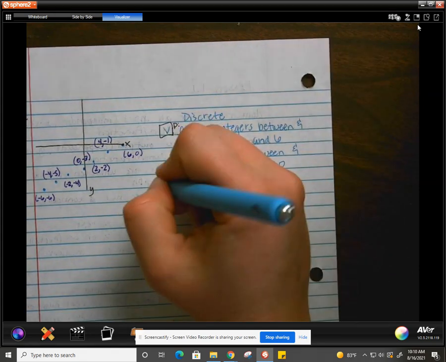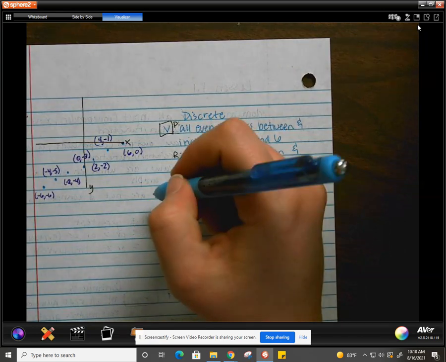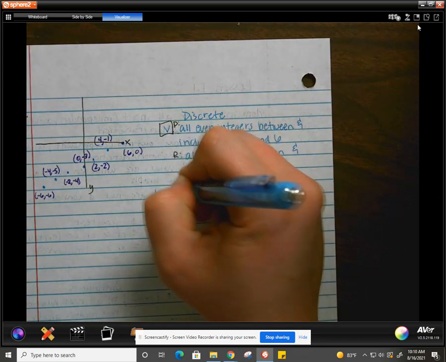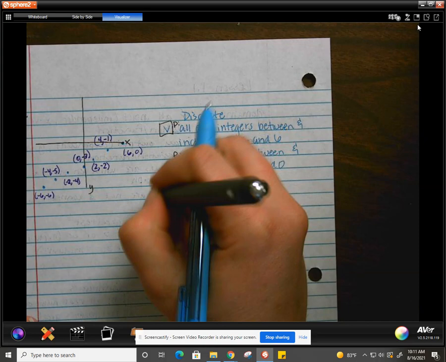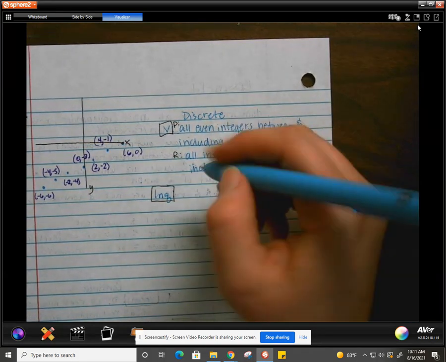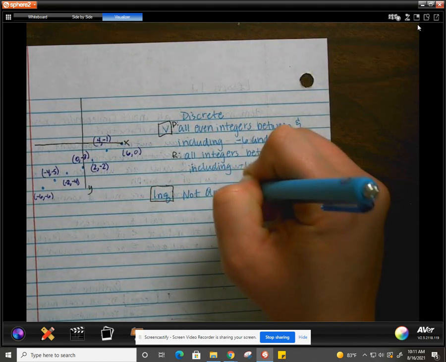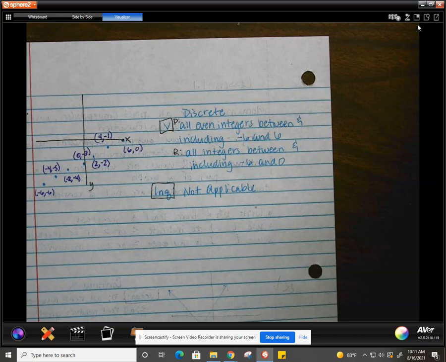Next, we're going to do our inequality. No, not our integer, our inequality. And I'm going to put I and Q. Okay, so our inequality notation. For this one, when you have a discrete graph, this is not applicable. You can't do interval notation if you do not have a continuing line.